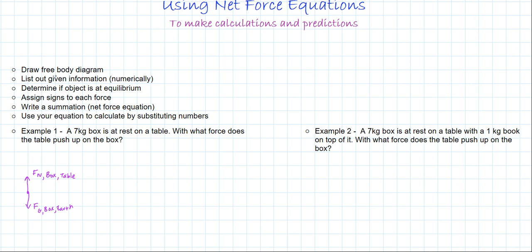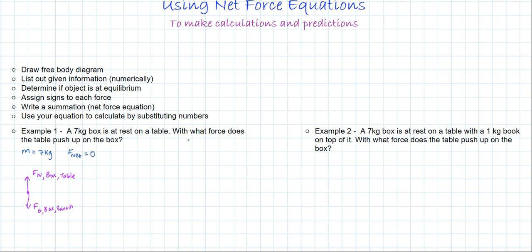Next, I need to list out any given information that's numerical. Alright, so I have that the mass of the box is 7 kilograms. So remember from video 3, kilograms is a measure of mass. So I'm going to put here that my mass equals 7 kilograms for the box, and it's at rest on the table. That means that I automatically know that my net force is equal to 0.